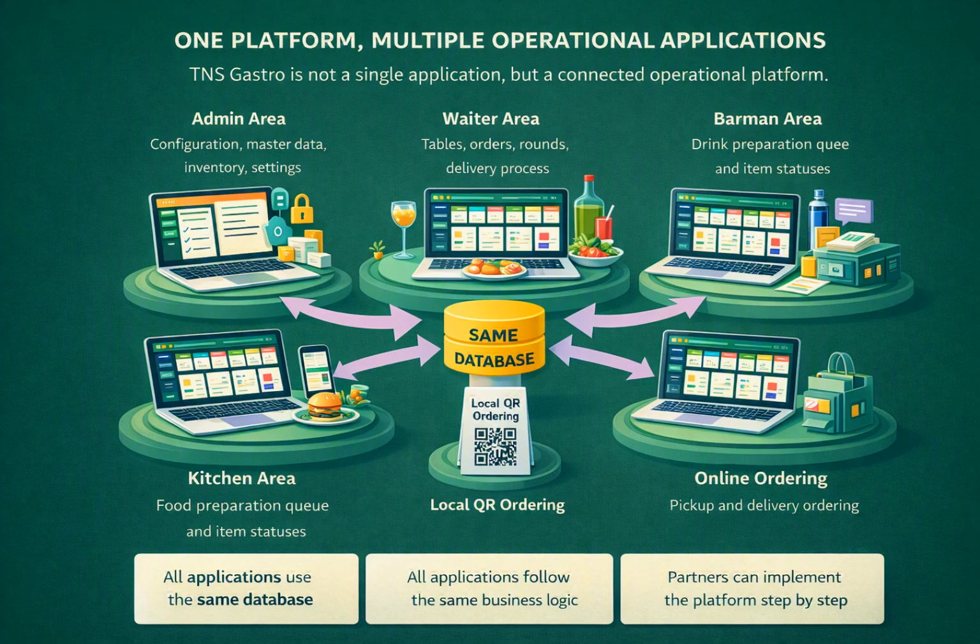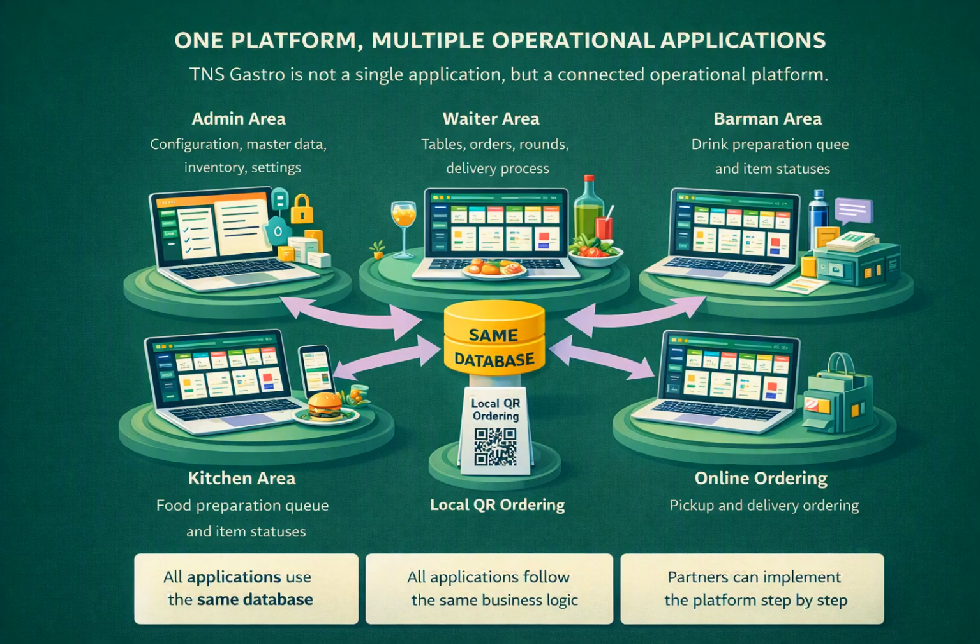The fifth application is the local QR ordering system. This is the customer-facing application used inside the restaurant. Guests scan the QR code assigned to them, browse the menu, place orders, call a waiter when needed, and, depending on the restaurant's configuration, complete the payment directly from their mobile device.